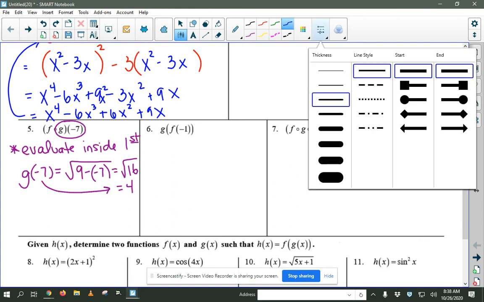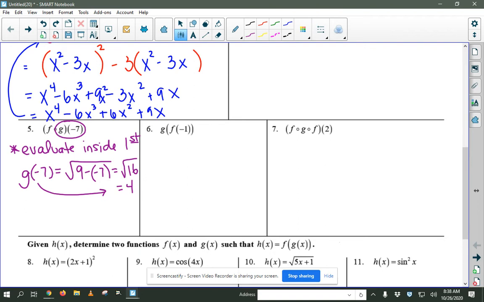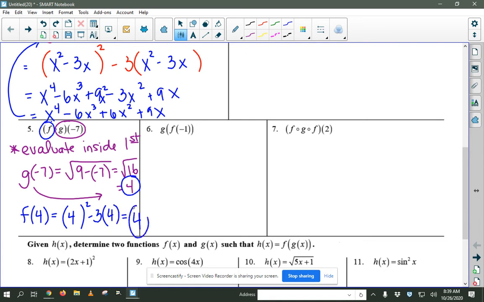And now I'm going to take that and evaluate the f function at my answer. So now I'm going to evaluate f of 4. Again, that f function was x squared, so 4 squared, minus 3x, so minus 3 times 4. And that's 16 minus 12, which also happens to be 4. So overall, by some coincidence, f of g of negative 7 is 4.